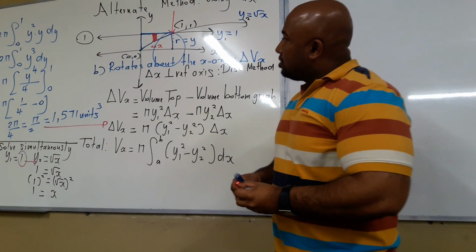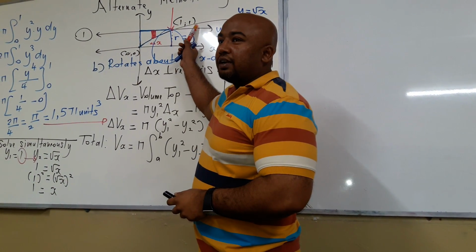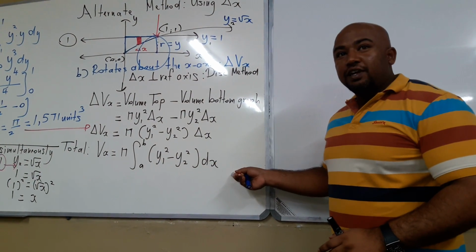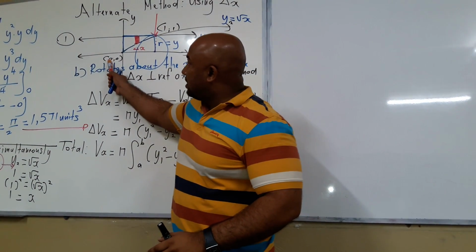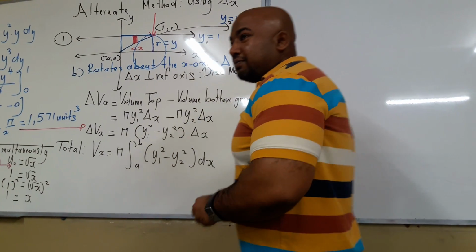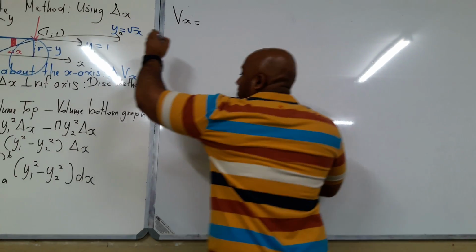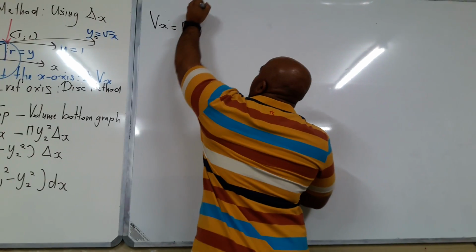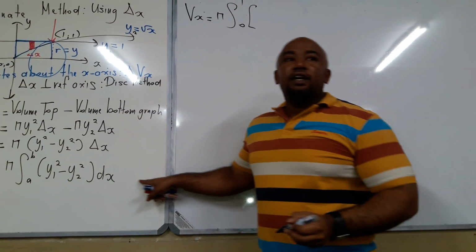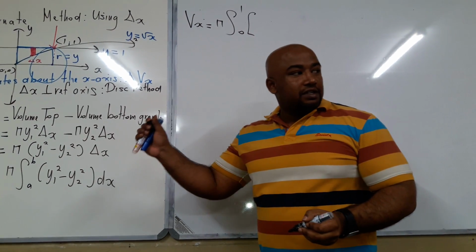So there's our 2 points that we're interested in. 0, 0, 1 and 1. But we are only interested in the x values. So the x value here is 0 and the x value here is 1. Okay. So Vx is equal to, we got pi, that is 1 and 0. Now let's substitute. If this is dx, that means we are integrating with respect to x.